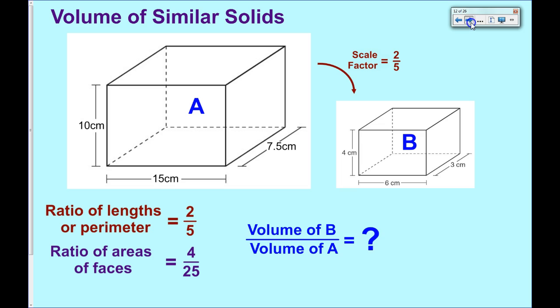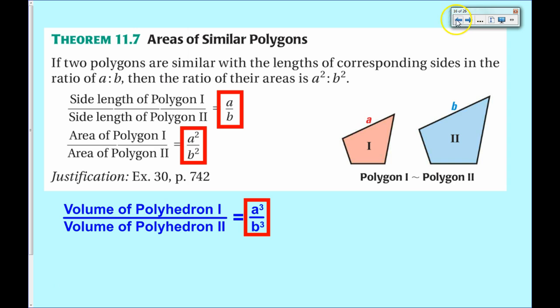Well, let's try it. Get the volume of each shape. That's the volume of B right here, 72 cubic centimeters, to the volume of A, 1125 cubic centimeters. Do a little simplification, and you get 8 over 125. And you'll notice that 2 times 2 times 2 is 8, and 5 times 5 times 5 is 125. So it's really like we took the scale factor and cubed it. And that's basically our theorem for the day.